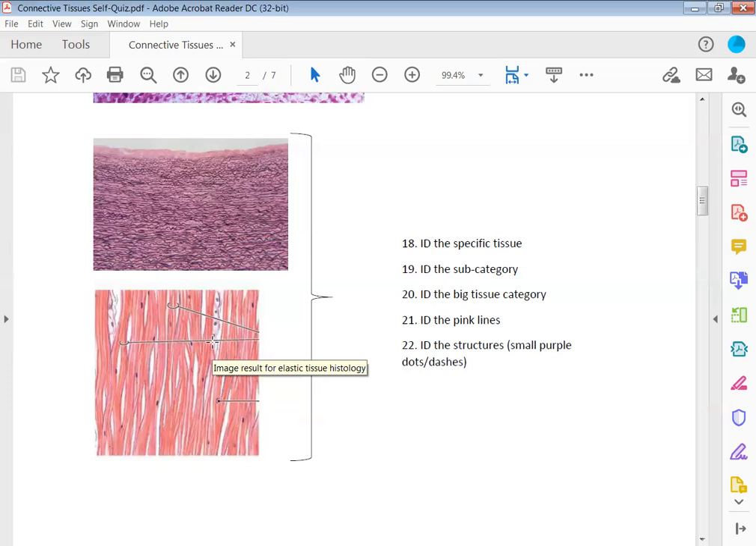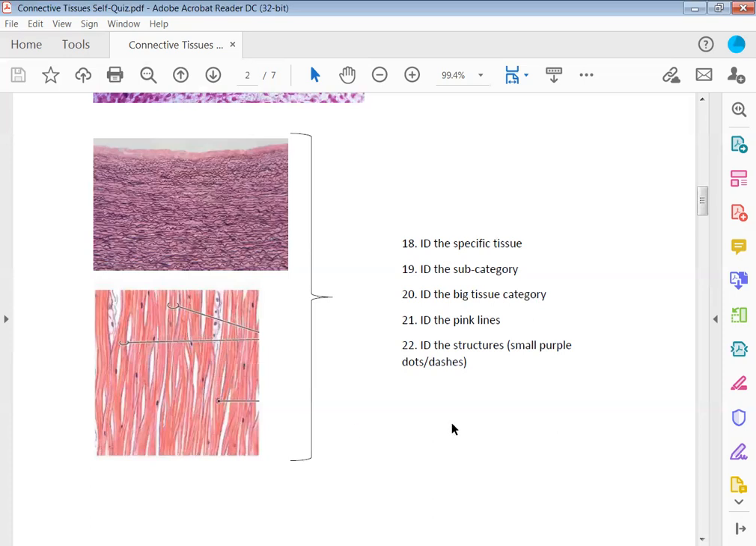So it's not collagen fibers, because remember, in dense regular the pink fibers were collagen fibers. In elastic tissue, these pink fibers are elastic fibers. Make sure on a practical or on a quiz, you are putting elastic tissue and not just elastic, because later on you're going to see that we also have an elastic cartilage, and your professor needs to know that you know whether it's elastic tissue or elastic cartilage. So make sure to put that full name there.